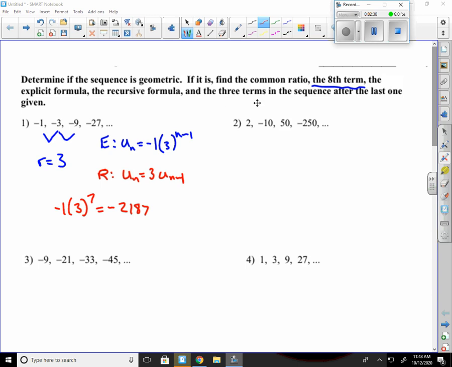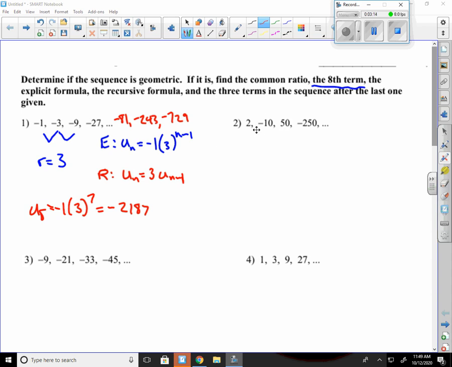So find the 3 terms in the sequence after the last one. In order to do that, I'm really just going to use my recursive, which is negative 27 times 3. That's negative 81 times 3, which is negative 243 times 3, negative 729. At this point, if I want to check my answer, I could do times 3 and get negative 2187 to make sure that my u sub 8 was right. So this was negative 81, negative 243, and negative 729.